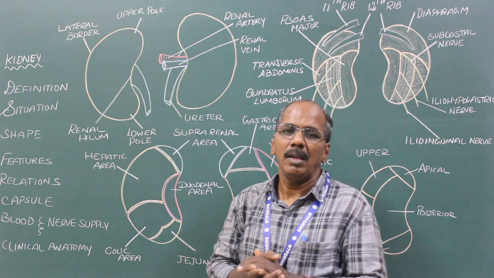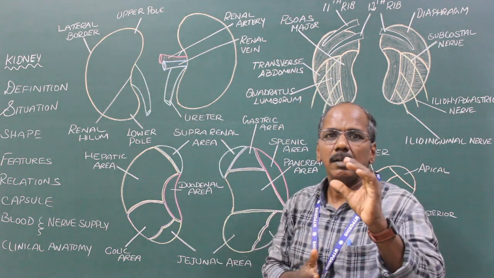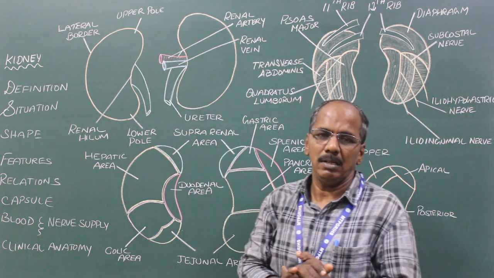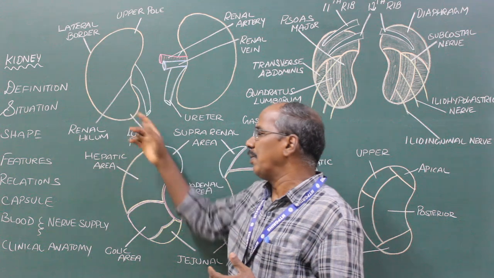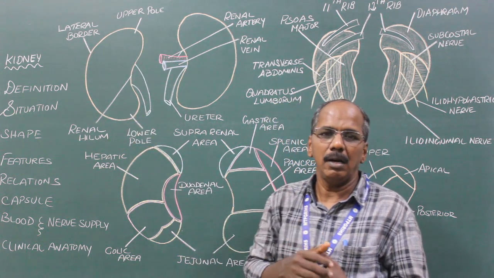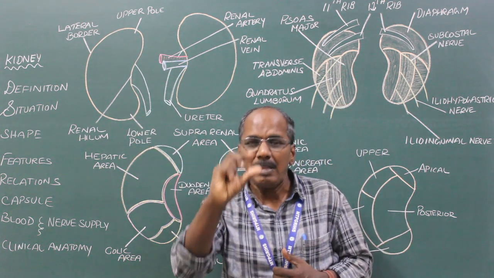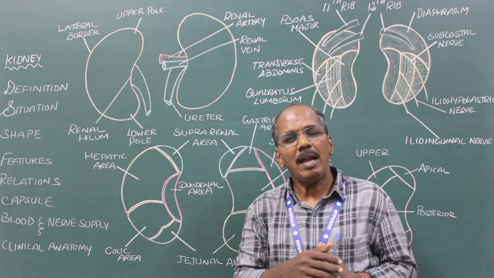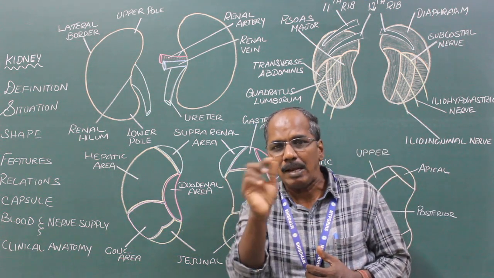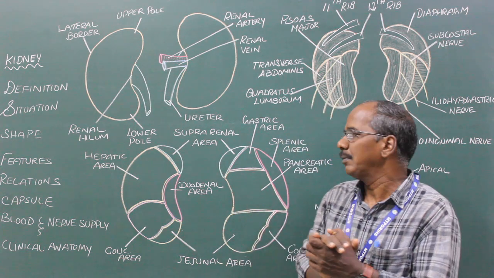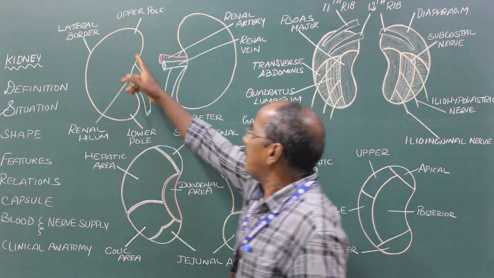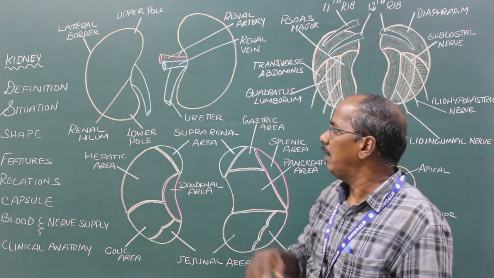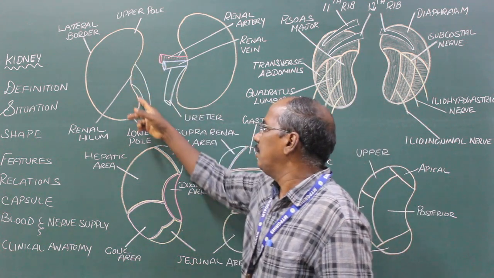Upper pole: it is thick, rounded and related to the suprarenal gland. Lower pole: it is thin, pointed and lies 2.5 centimeters above the iliac crest. The iliac crest is nothing but the upper expanded end of the hip bone. Lateral border: it is convex. Medial border: it is concave.